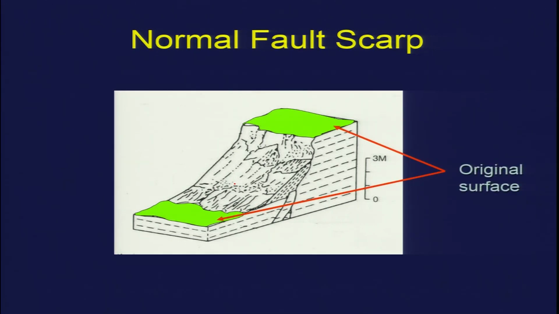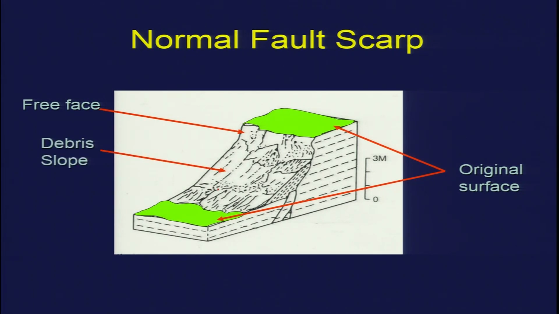So this one is the original surface, and you have the free face. The free face will be occupied by colluvial material or debris. You will have larger chunks of blocks of the soil or whatever material the area is comprised of. You will have the debris here, and then finer wash deposits or slope deposits you will see at the toe of the scarp.